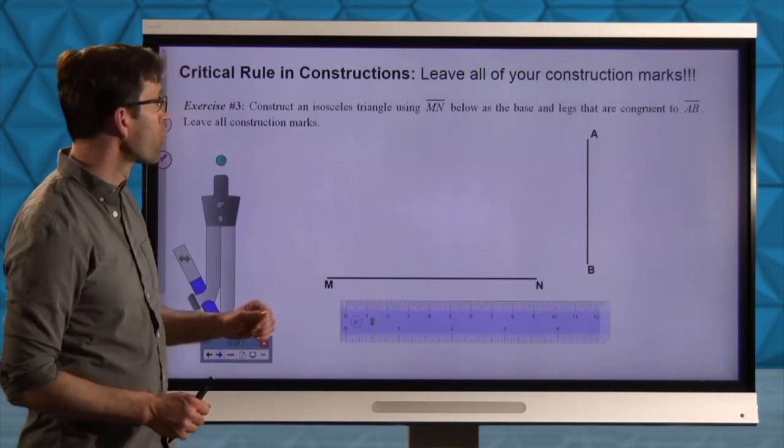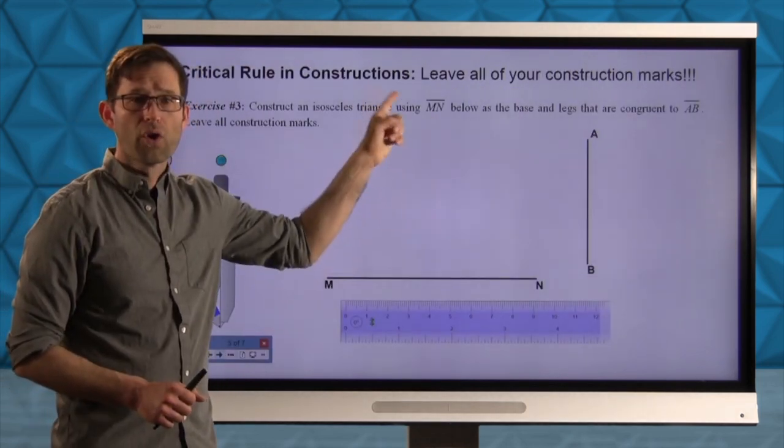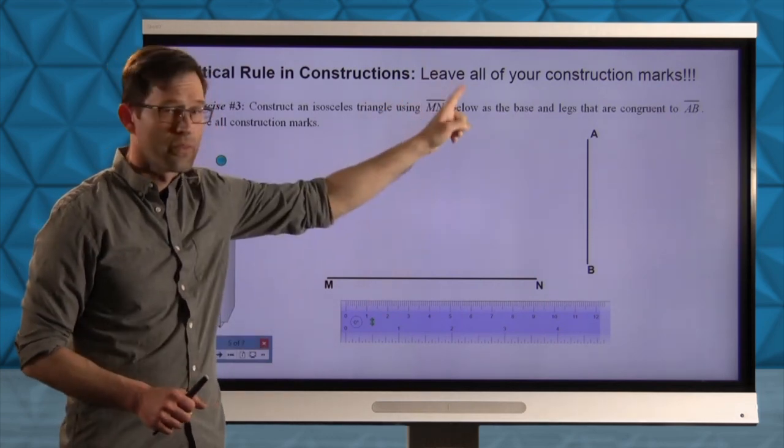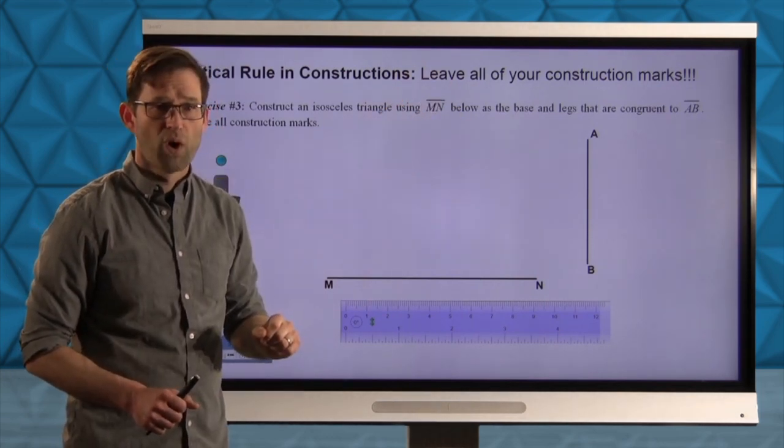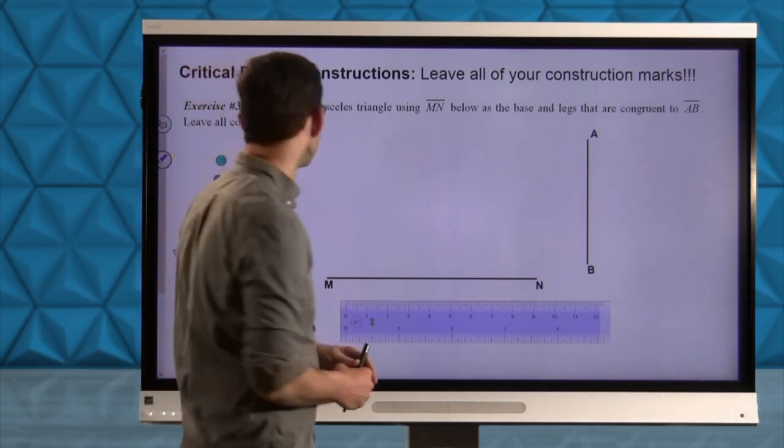All right, critical rule in constructions: leave all your construction marks! All right, so let's take a look at this one.